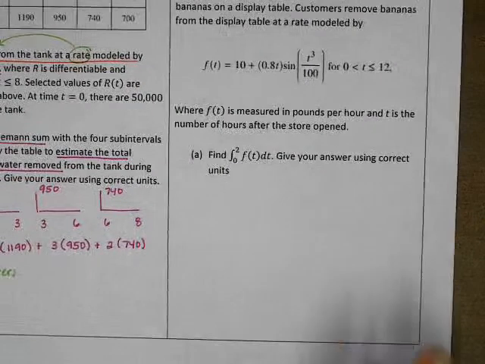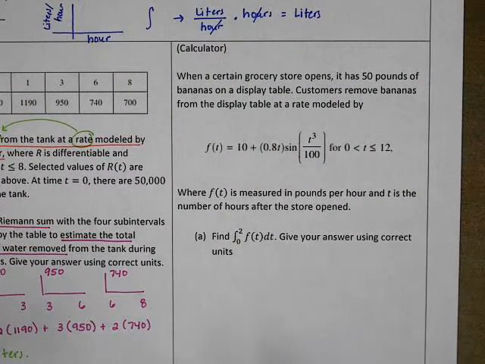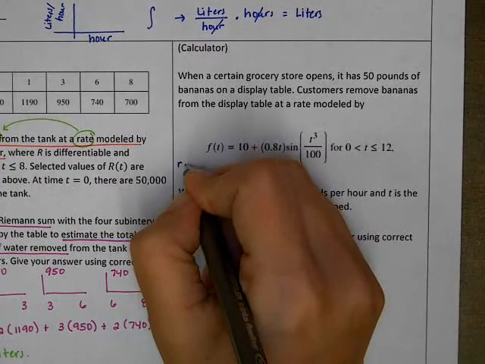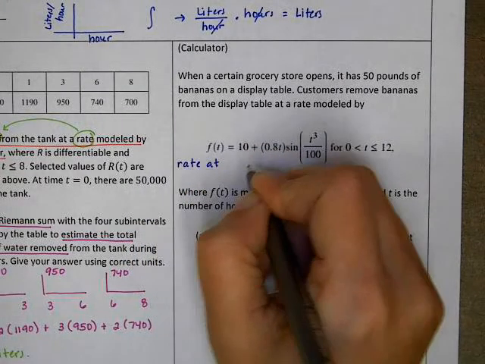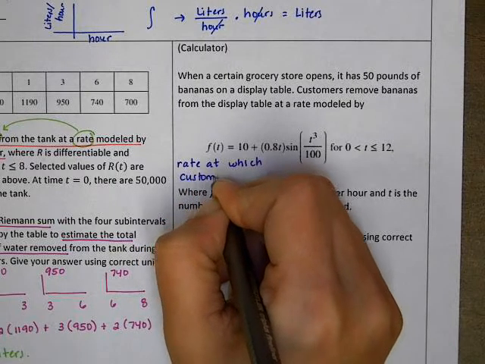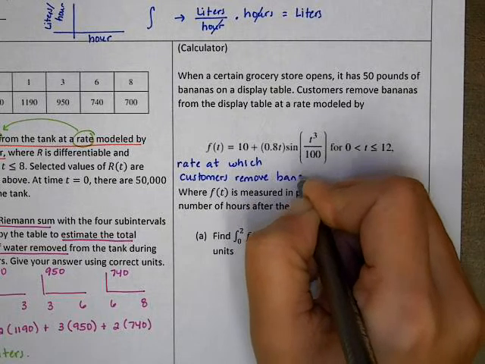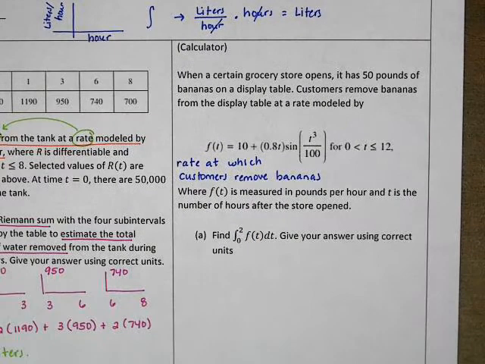Now we're going to do a problem. It's the same actual setup as the second problem on the previous page. When a certain grocery store opens, it has 50 pounds of bananas on display. The customers remove bananas at a display table at a rate modeled by this function. So once again, this is the rate at which customers remove bananas, measured in pounds per hour, and t is the number of hours. Find the integral from 0 to 2. Give your answer using correct units.